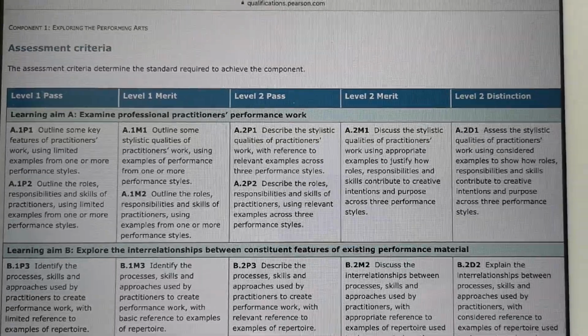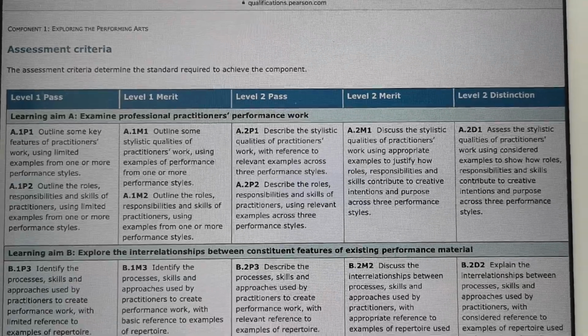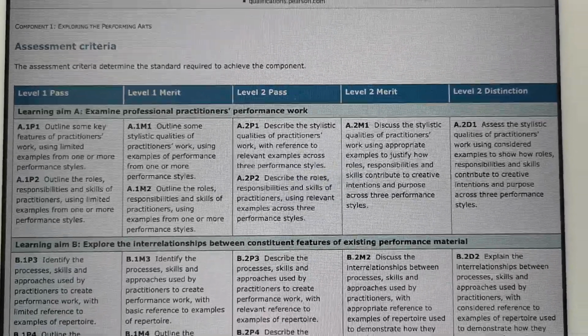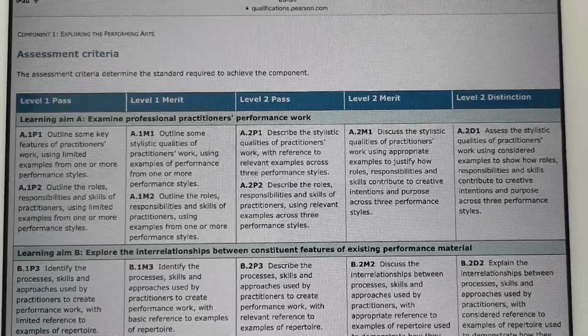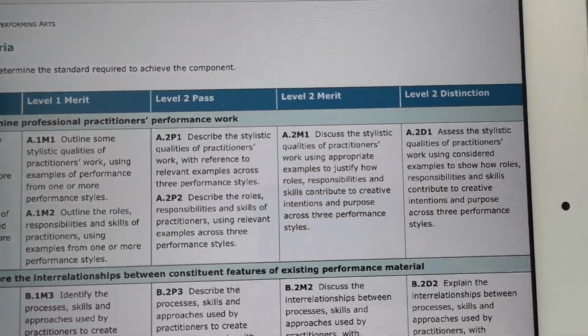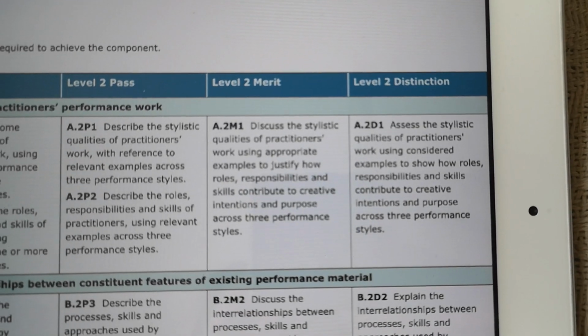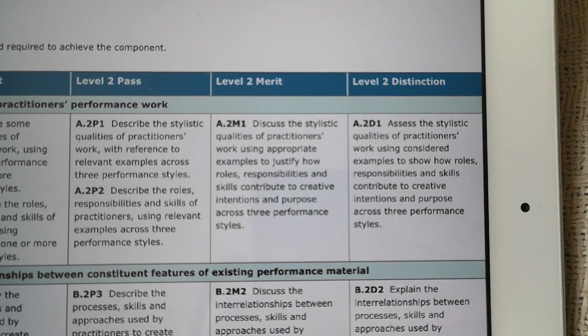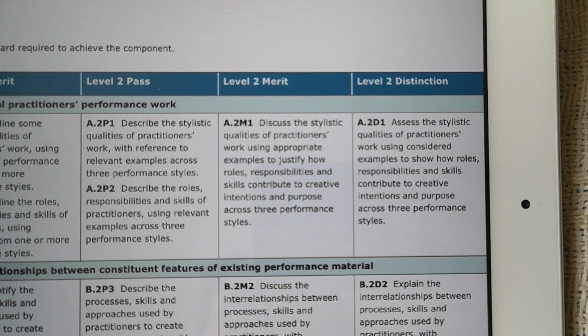And this is your assessment criteria, the one at the top where it says learning aim A, examine professional practitioners' performance work. That's what we're going to focus on today. So you can see you've obviously got your level 1 and your level 2. However, I want to make sure we are focusing on our level 2, okay, because we're all definitely capable of that. So for your pass, you are describing.